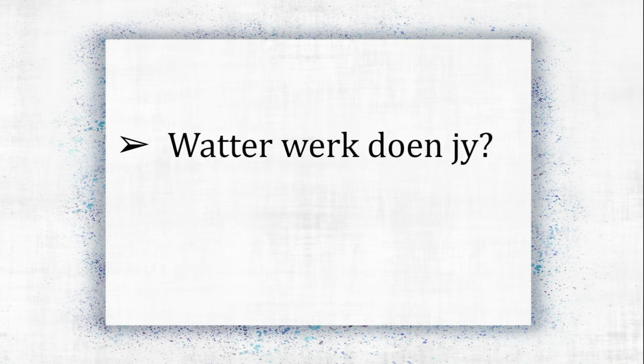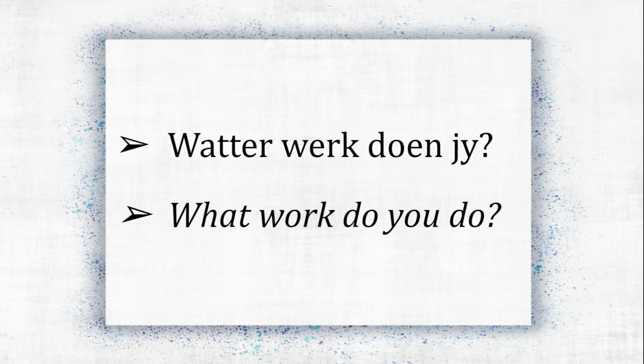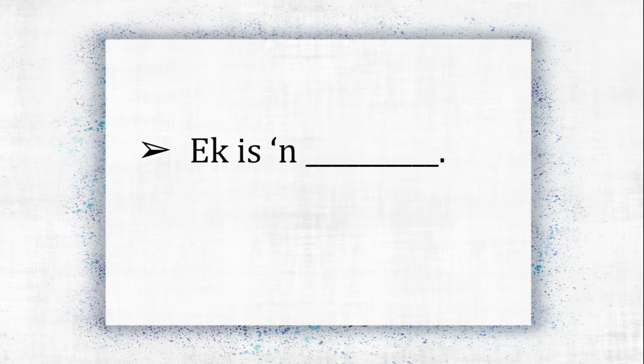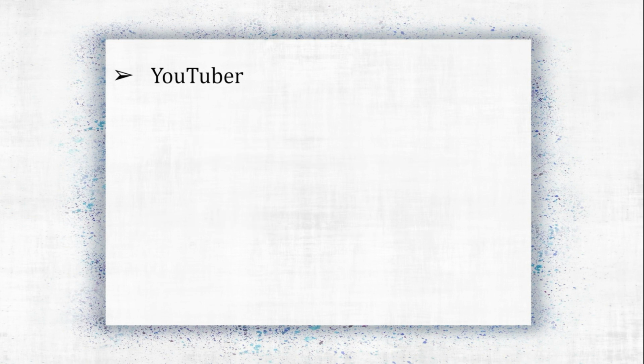Watter werk doen jy? What work do you do? Ek is 'n. I'm a. And here are some ideas of what you can say to complete this sentence. Ek is 'n YouTuber. I'm a YouTuber.